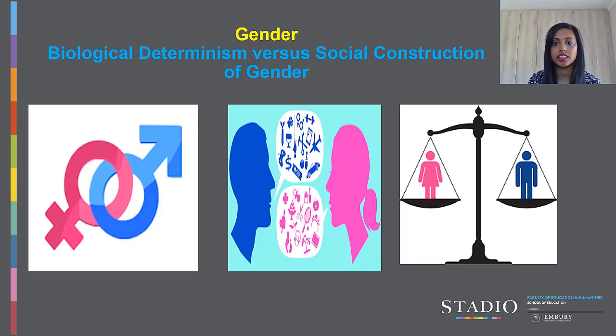Now if we look at these two terminologies, biological determinism and social construction, they might sound very complex. But to put things into simpler terms, basically, what we are speaking about when we talk about biological determinism is nature. And when we talk about social construction, we are talking about nurture. Now, nature deals with genetic traits, whereas nurture deals with environmental influence. So in other words, nature versus nurture.